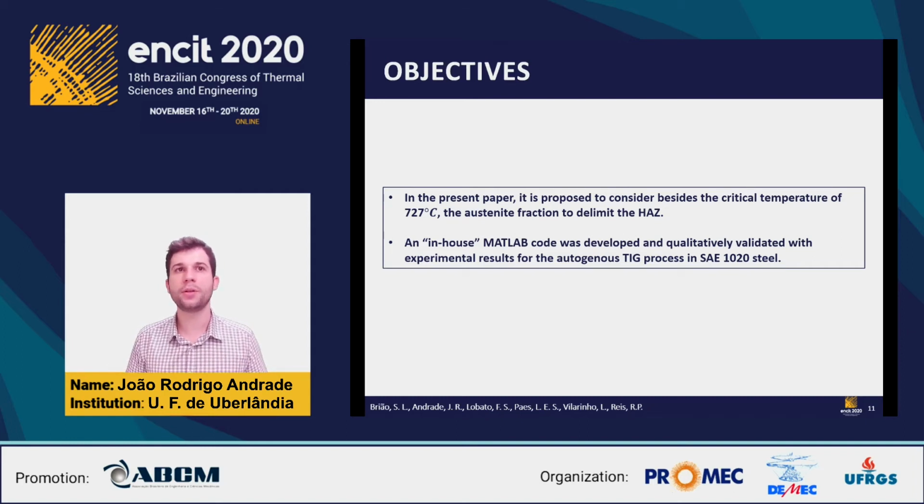In the present paper, we propose to consider, besides the critical temperature of 727 degrees Celsius, the austenite phase fraction to delimit the heat affected zone by employing the GMA equation. An in-house MATLAB-based code was developed and qualitatively validated with experimental results for the TIG process in steel as material. In further work, this code also will be adapted to allow other important analyses for welding and also for additive manufacturing process.